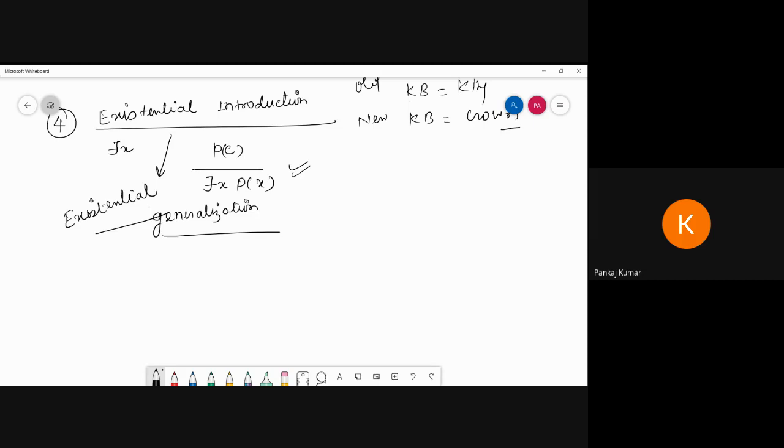So these are the inference rules for first order logic. What we have discussed are universal generalization, then universal instantiation, then third one existential instantiation, and the fourth one existential introduction. Okay, so these are the inference rules on the basis of which a knowledge based agent can work. So that is the way we have to define a KB.